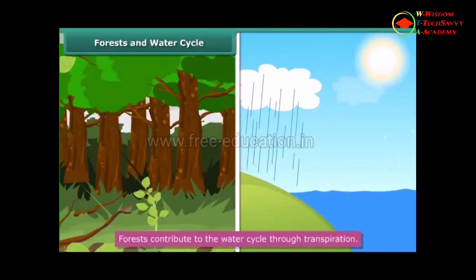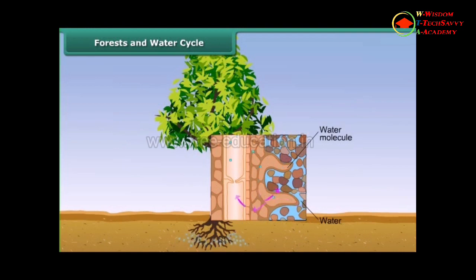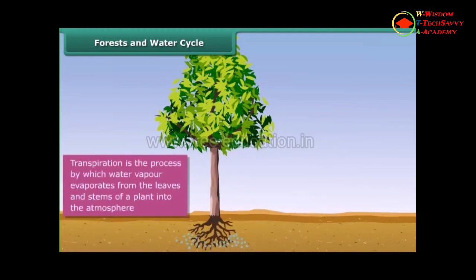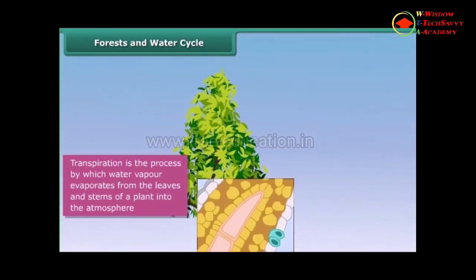Forests play an important role in the water cycle as well. They contribute to it through transpiration. Transpiration is the process by which water vapor evaporates from the leaves and stems of a plant into the atmosphere.